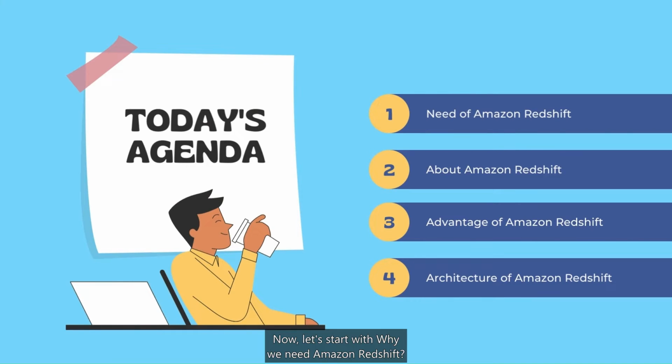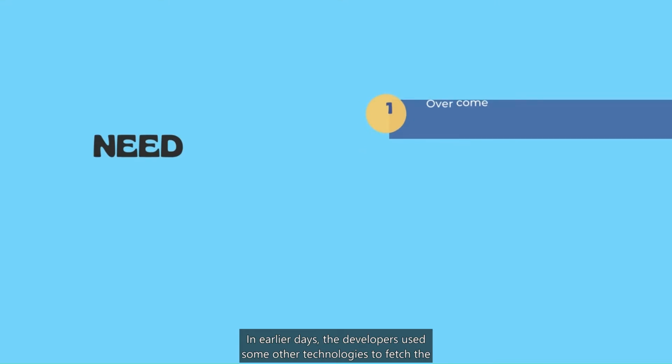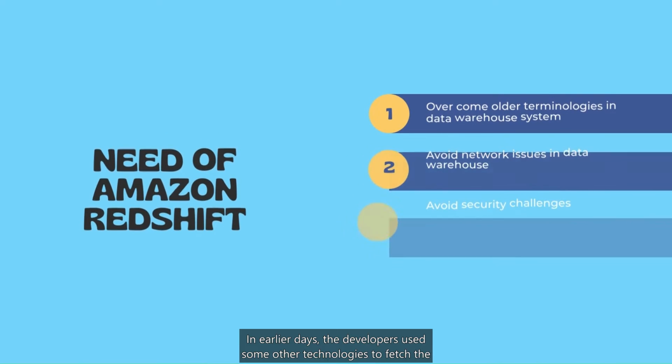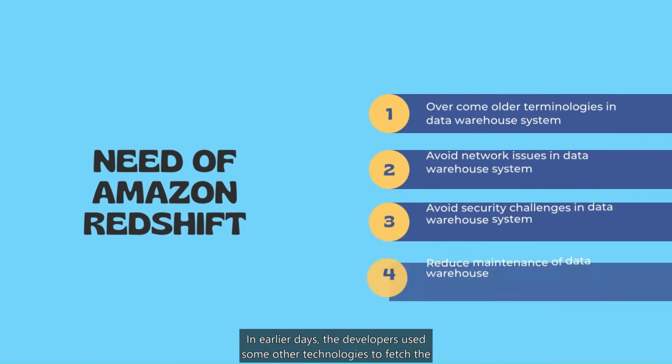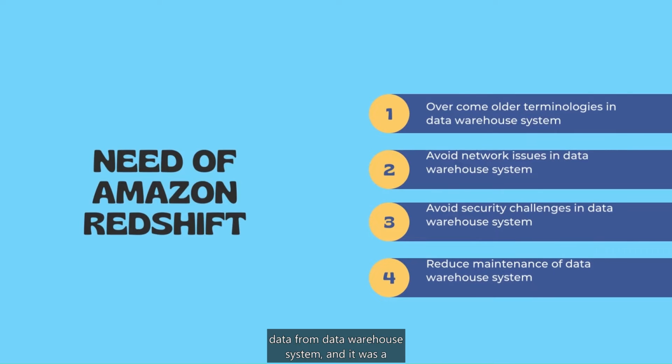Now let's start with why we need Amazon Redshift. In earlier days, developers used some other technologies to fetch the data from the data warehouse system, and it was much more complicated because the developer and the data warehouse system were located in different geographies, which led to network issues and security challenges, and also required a lot of maintenance to manage the data warehouse system. Later on, all these problems were solved once Amazon Redshift came into the picture.